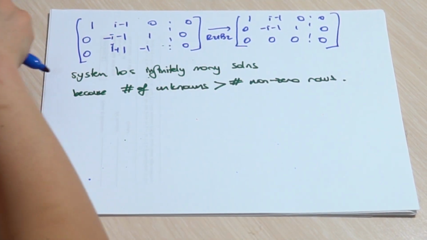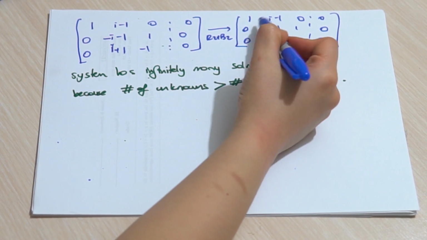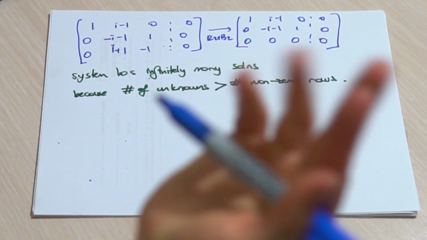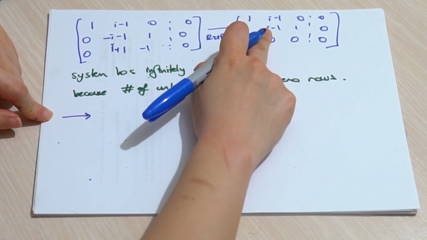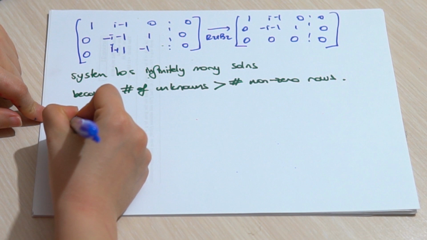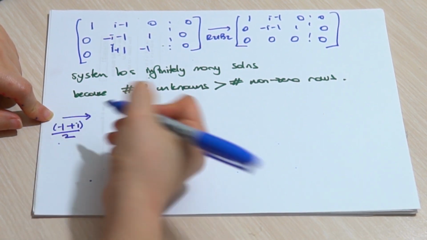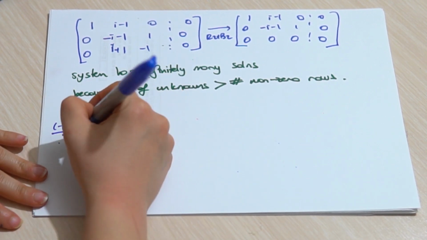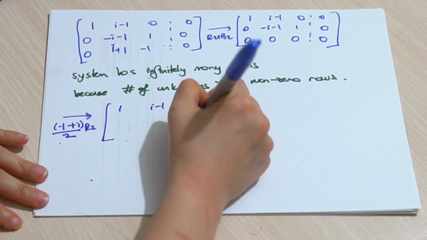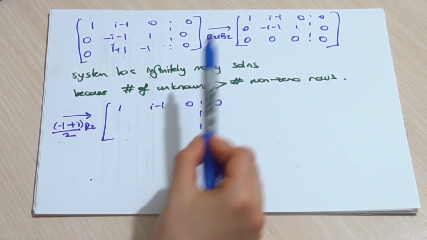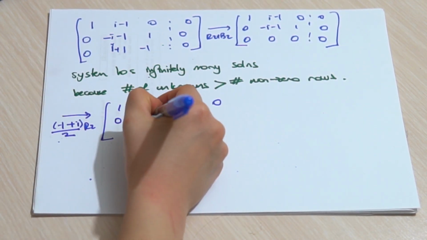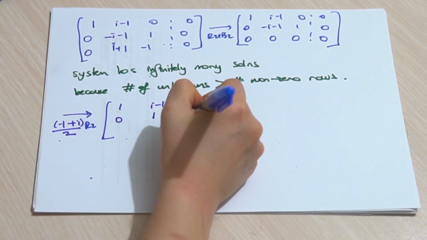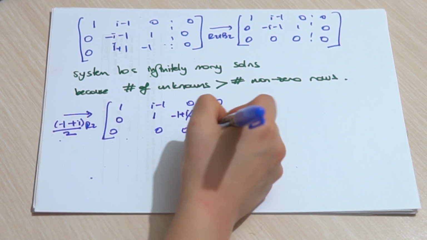Now since I want to make this row echelon form, I want this entry to be 1. So I can multiply this row by minus 1 plus i over 2. Then I will have row 2: 1, i, minus 1, 0. This is the complex conjugate. Then I will have 1 squared plus i squared, 1 plus 1, 2. The norm of this one is 2, and 2 over 2 is 1. Then minus 1 plus i over 2, 0, 0, 0, 0, 0.